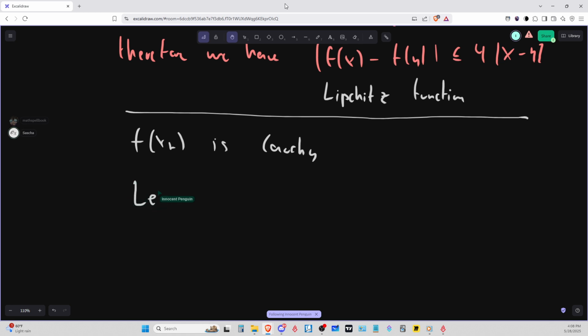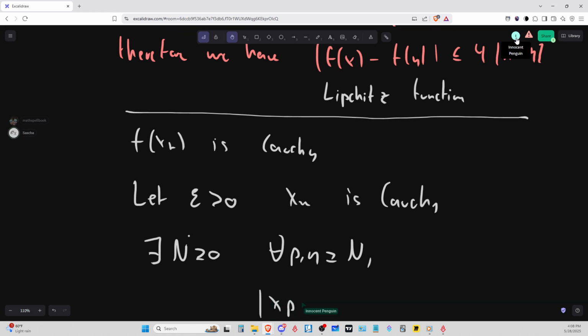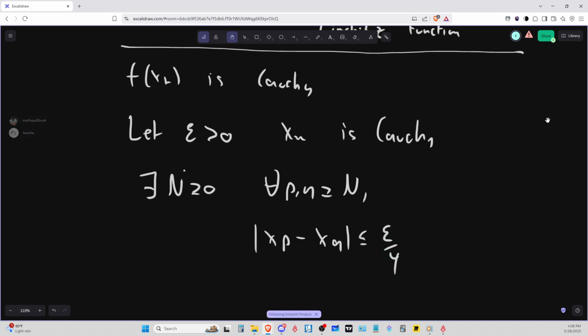So let epsilon be positive. Then we know that x of n is Cauchy, right? That's the thing, we spend so much time on it, so it had better be Cauchy. Therefore, there exists some rank n such that for all p and q bigger than n, we have that |x_p minus x_q| is less than or equal to epsilon over 4. And the 4 here comes from the bound that we have already on f.